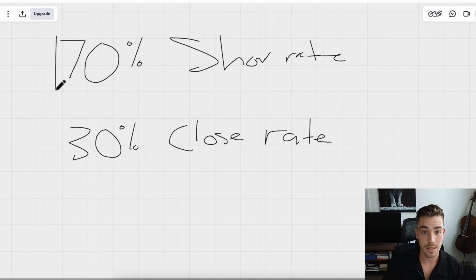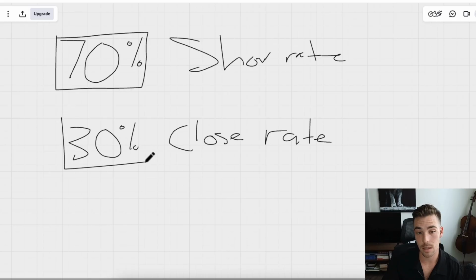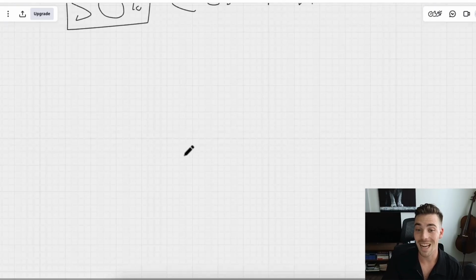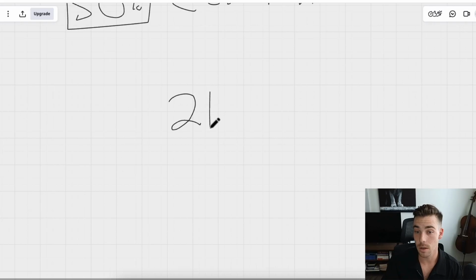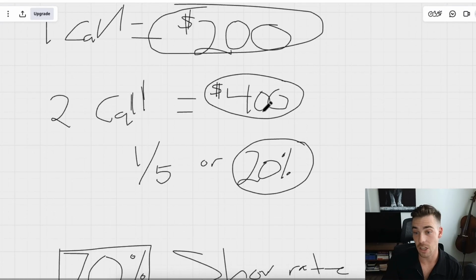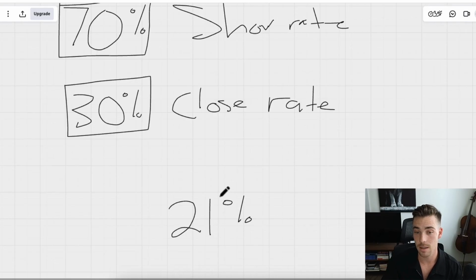30% of the calls that show up to that closer call should close. If you hit a 70% show rate, and if you hit a 30% close rate for the closer call, that actually gets you a 21% rate, which is a little bit higher than my 20% target here. This actually gets you to 21.